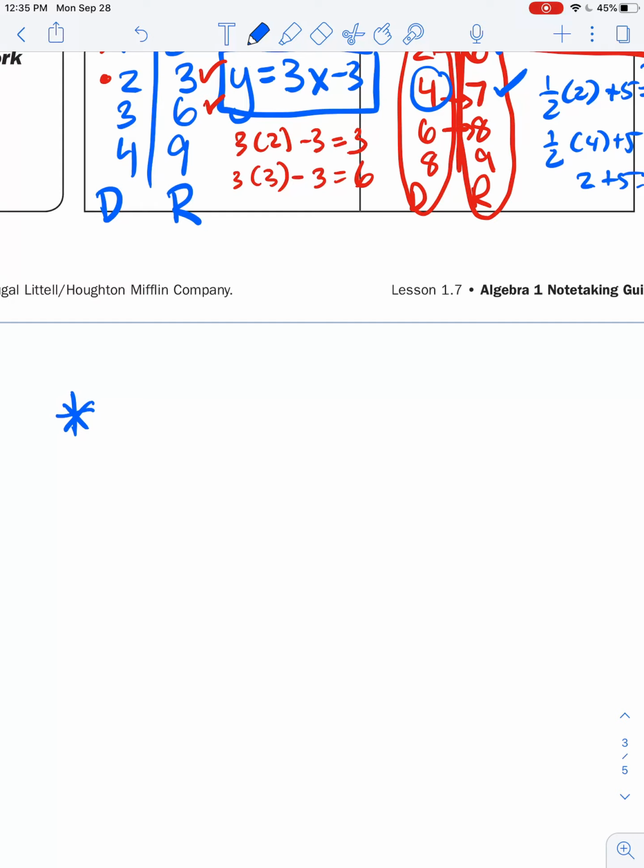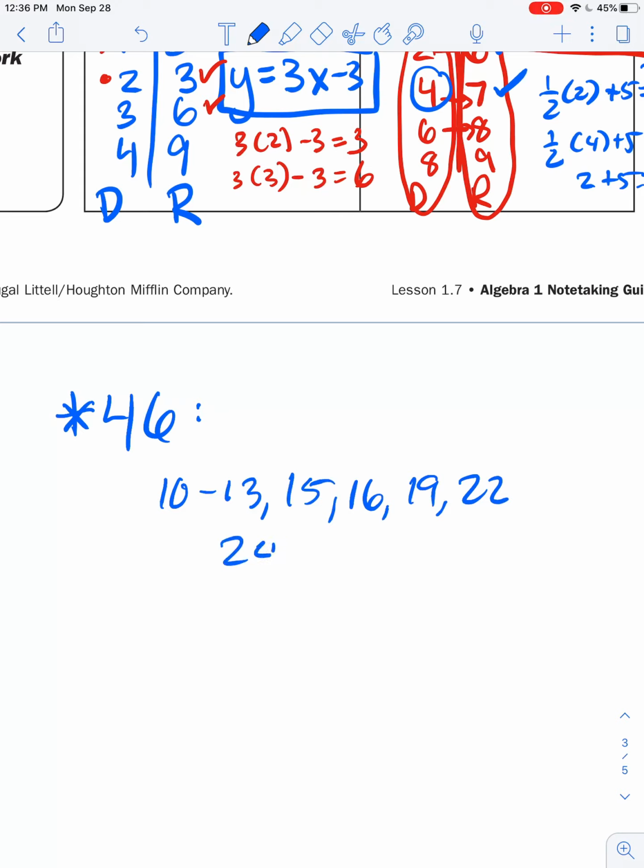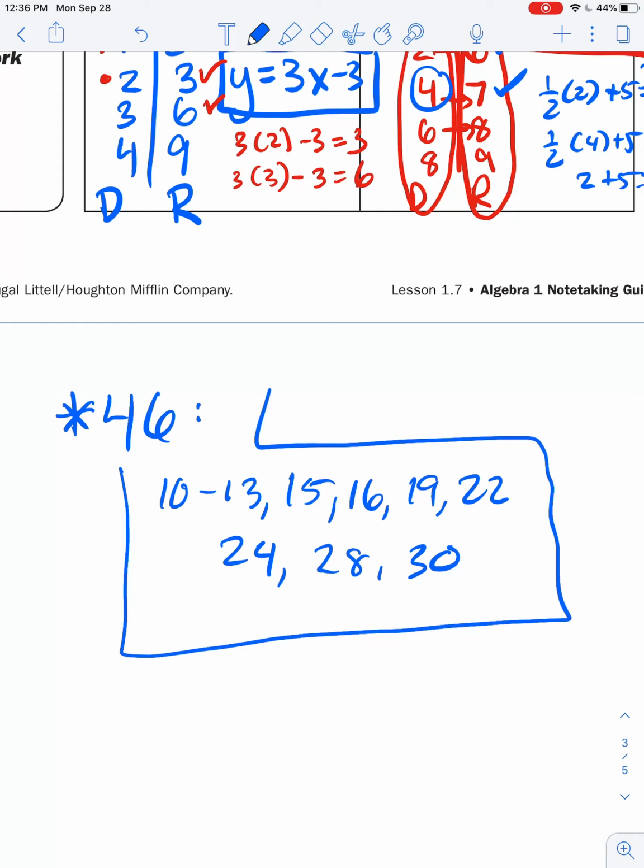All right, so that's the end of the chapter. So tomorrow you're going to do a little more practice with 1-6. Then on Thursday, you're going to be reviewing the whole chapter so that on Friday you can be super awesome and prepared for your test. So you're going to look at page 46 for this. We're going to do 10 through 13, 15, 16, 19, 22, 24, 28, and 30. So take your time to do those.